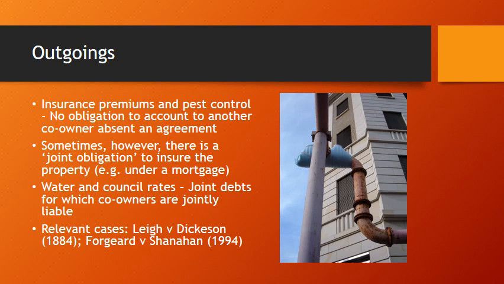On the other hand, there's another category of things like insurance premiums, pest control, and other types of fees, which are generally, there is no common obligation to pay for those jointly. The question is really whether you can find that there's been a joint obligation in the co-ownership to make payment for those types of things. For example, if there's an obligation under a mortgage that they need to insure the property and the mortgage is jointly held, then those insurance premiums could well be a joint debt. There are some cases there that I put for you, which are also in your textbook, Lee and Dickerson and Forgiard and Shanahan.